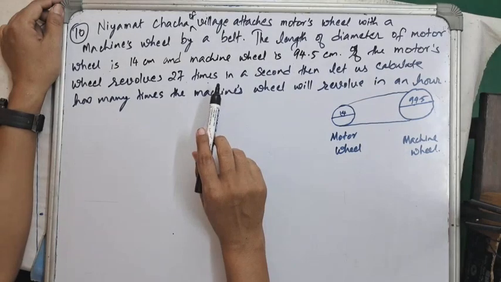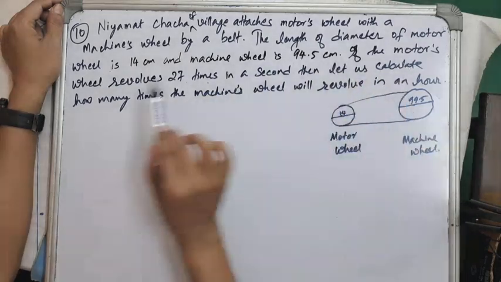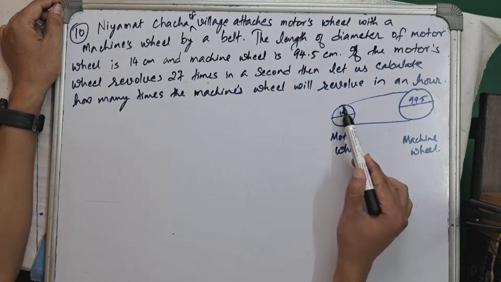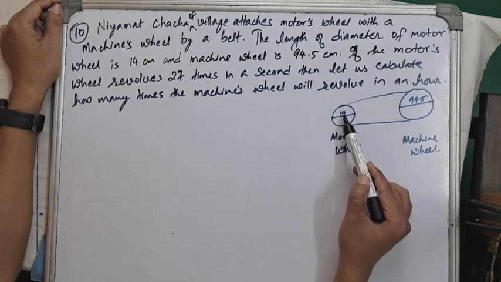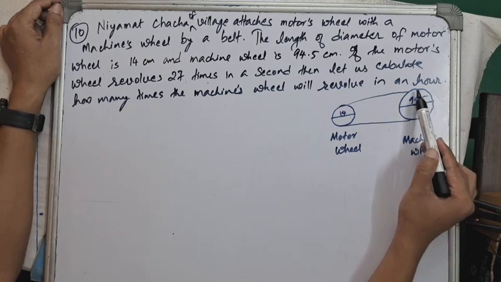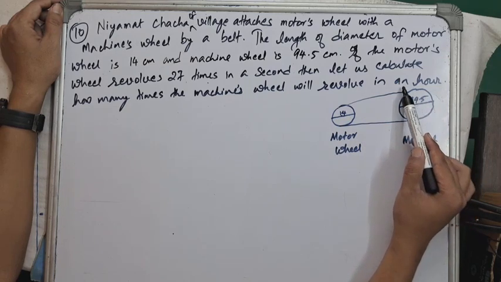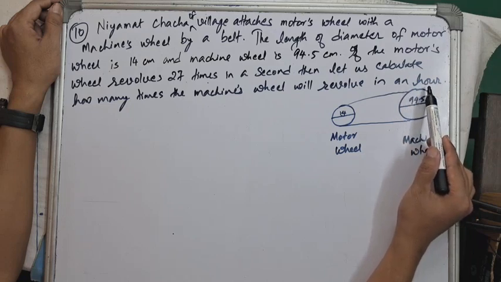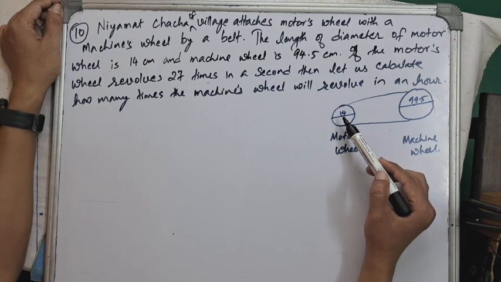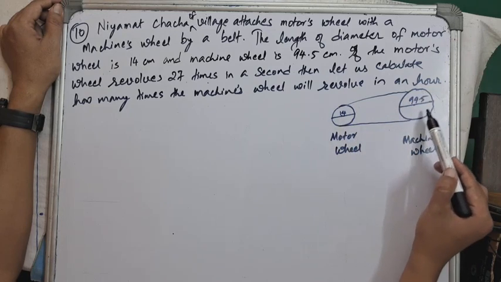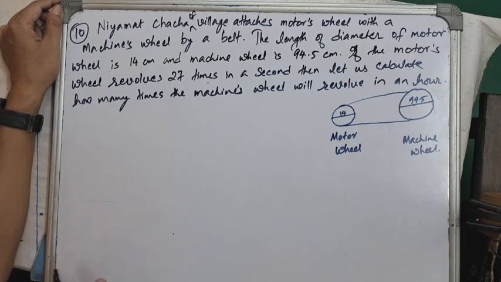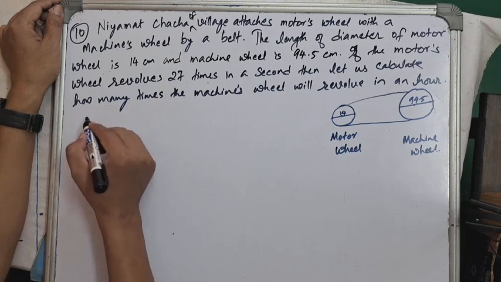Now let's understand the question further. If the motor's wheel revolves 27 times in 1 second, if this smaller wheel revolves 27 times in 1 second, how many times this bigger wheel, this machine wheel, will revolve in 1 hour, in an hour? This is the question. The question is, if this smaller wheel will revolve 27 times in 1 second, how many times will this bigger wheel revolve in 1 hour? Okay, so this is the question. Let's start solving this question.